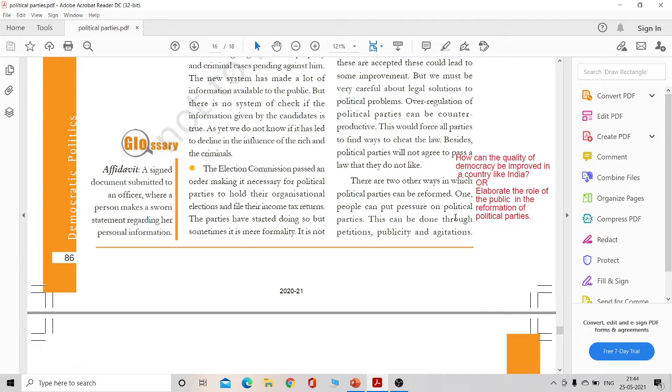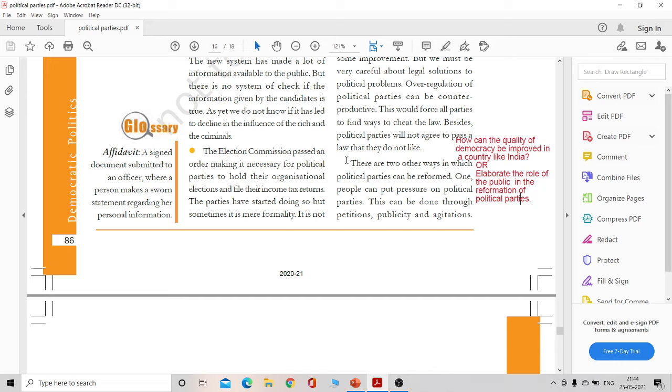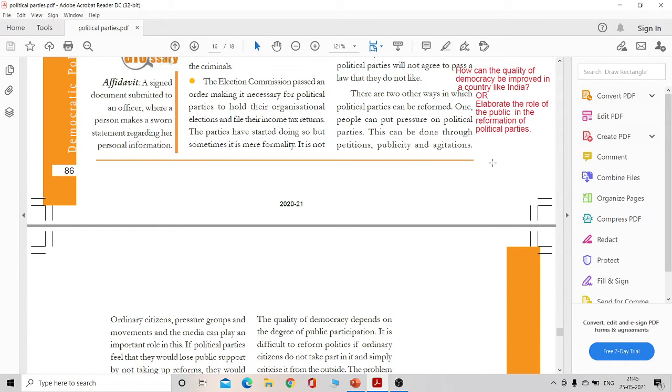Now, another question that is asked is, how can the quality of democracy be improved in a country like India, or elaborate the role of the public in the reformation of political parties? This is where you get the answer. One way the public can reform political parties is by putting pressure on them. This can be done through petitions, publicity, and agitations. So once we see that the people are involved, then automatically the quality of democracy improves. So it answers both the questions here. We move on.